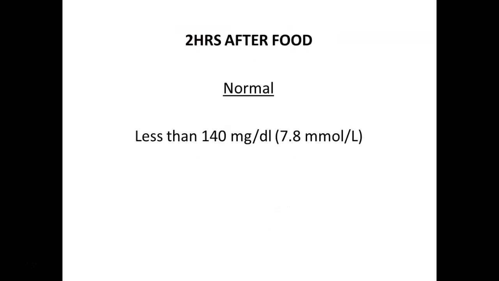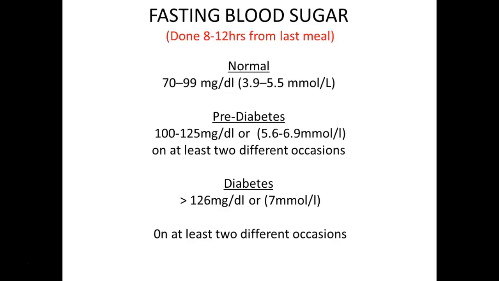For 2 hours after food, what you want to see is less than 140 milligram per dl. That corresponds to 7.8 millimole per liter. Sometimes the fasting blood sugar will be high, out of the normal range, as I've discussed. The normal is 70 to 99 milligram per dl, or 3.9 to 5.5 millimole per liter.